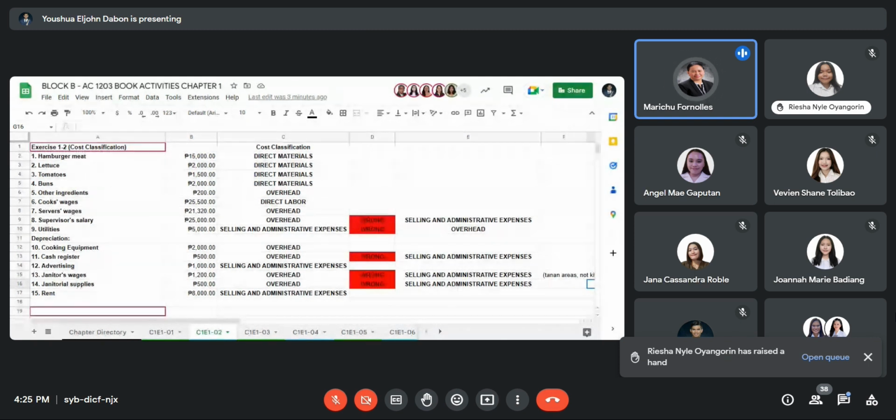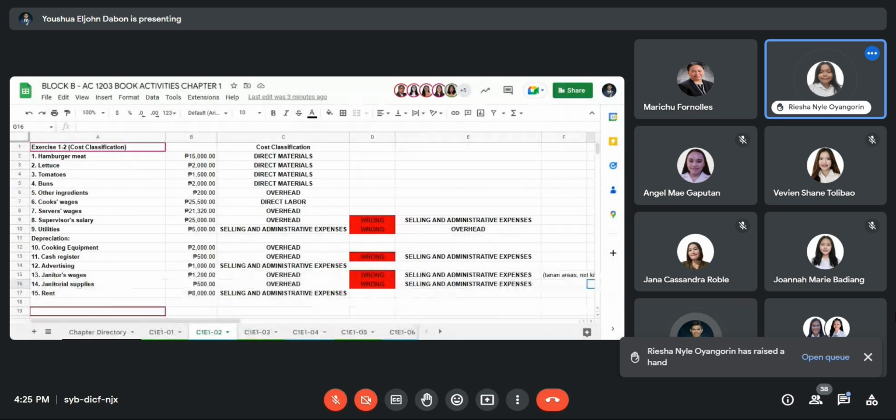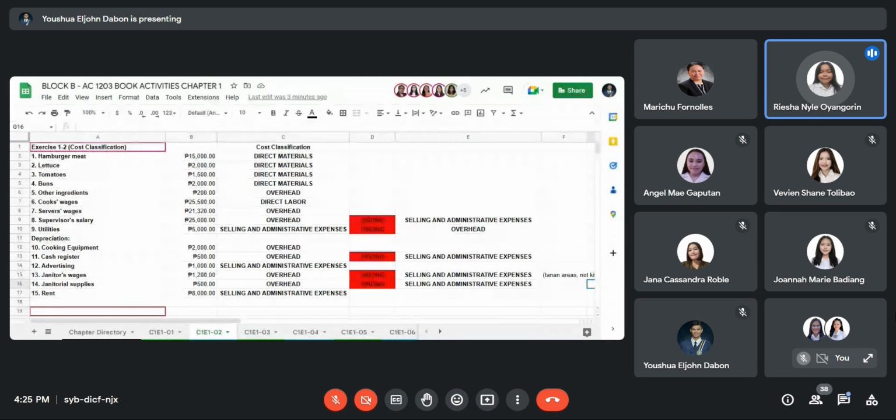Dandra, did you understand our discussion? Yes, Miss. Riasha has a question, Miss. Okay, Riasha. Miss, clarification lang sa rent. Miss, if ever ang rent is separate siya sa where ibaligya ang product, is it overhead?